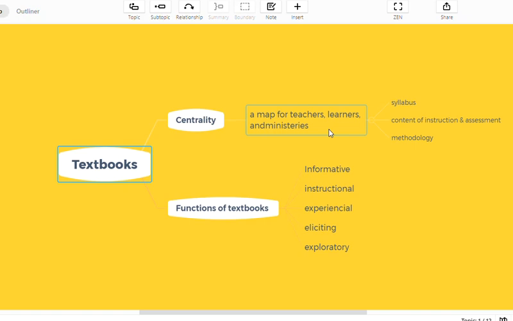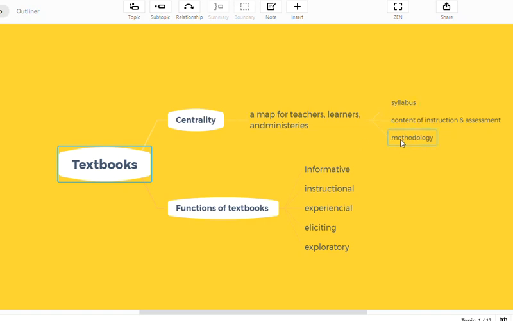Why do teachers actually prefer to use textbooks? Because it is easier. Because teachers are not independent and autonomous teachers. Because teachers need a map, the teachers need a pathway to follow in their teaching, in terms of the content to deliver, in terms of the content of the assessment and content of instruction.